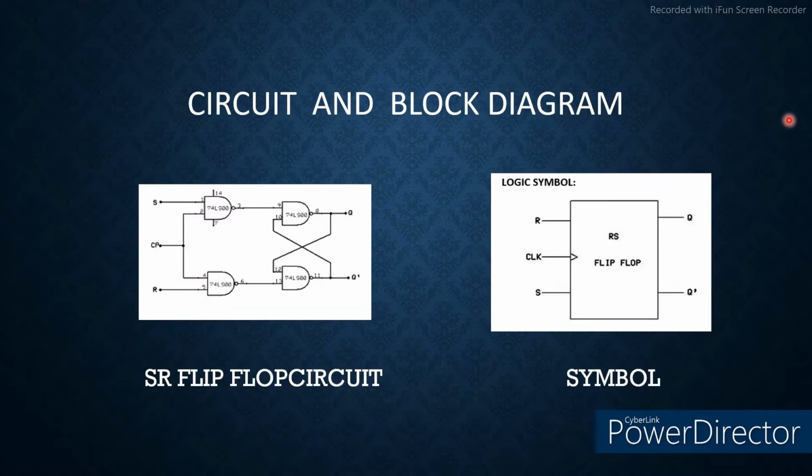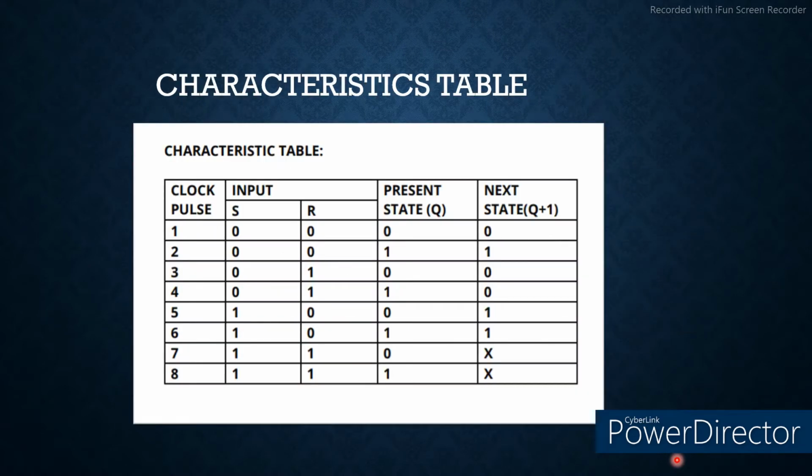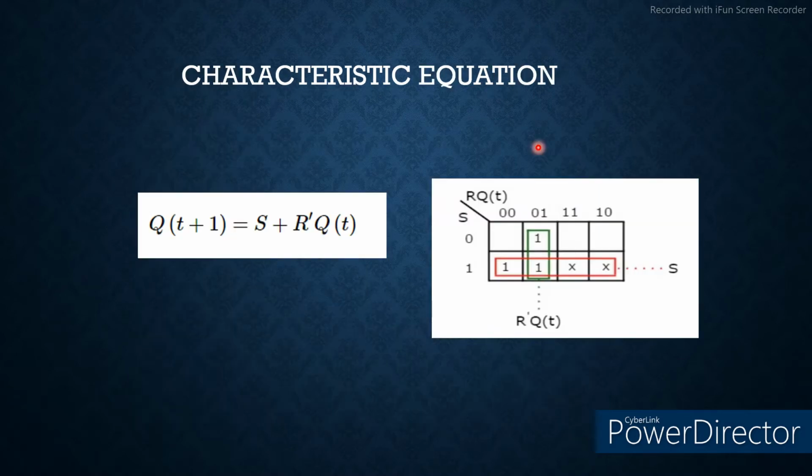Circuit and block diagram. This is the circuit for the SR flip-flop and the block diagram for the SR flip-flop. Characteristic table. We can see that we have inputs for both S and R, and the clock pulse. We have a present state as our output and the next state as another output. The characteristic equation says that Q of t plus 1 is equal to S plus R bar Q of t.